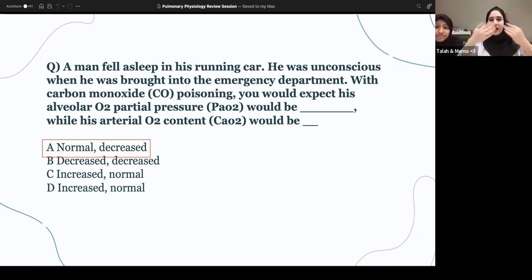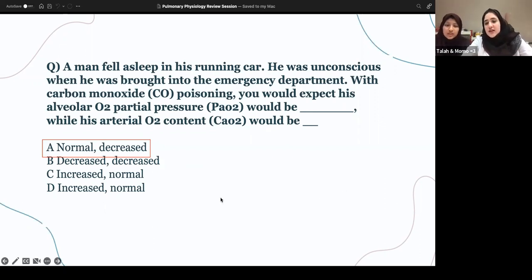So the PaO2 is not going to be affected. You're going to have the same oxygen that you usually have inside your lungs. But the problem is that once carbon monoxide goes into the lung, it will bind to the hemoglobin. Therefore, the CaO2 is going to be decreased because the blood is not taking in as much oxygen.